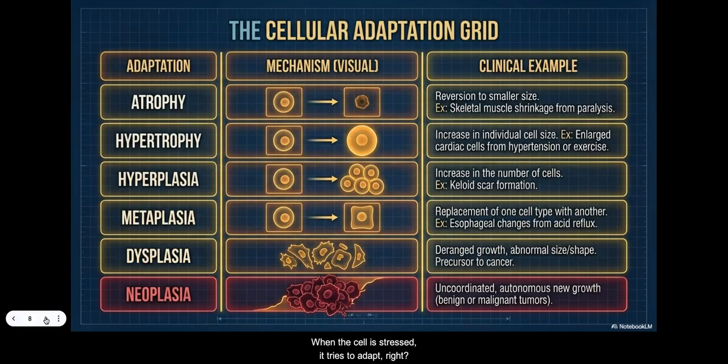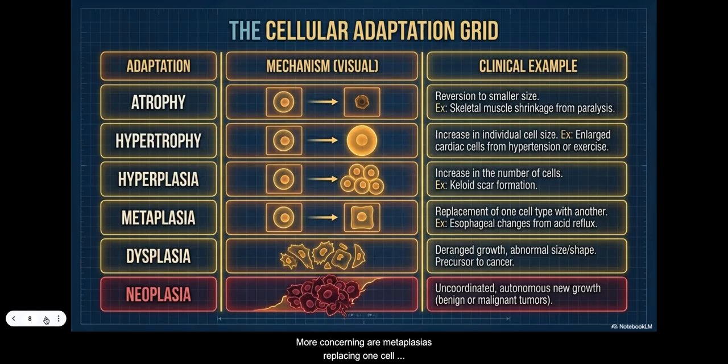When the cell is stressed, it tries to adapt. Atrophy is the reversion to a smaller size. So basically, all of these are adaptations of the cell to stress. Atrophy, reversion to a smaller size, like muscle shrinkage during paralysis, where people develop muscle atrophy. Hypertrophy is an increase in the individual cell size, often seen in heart cells due to hypertension. When a patient has chronic hypertension, the heart cells tend to go through hypertrophy. They enlarge. Hyperplasia is an increase in the number of cells.